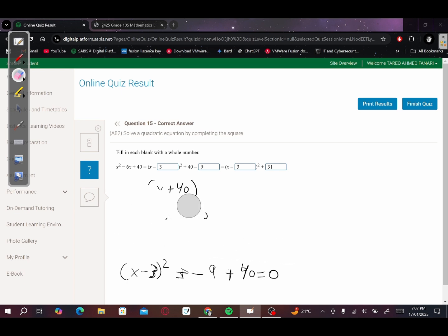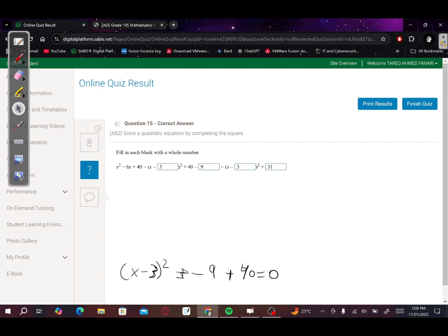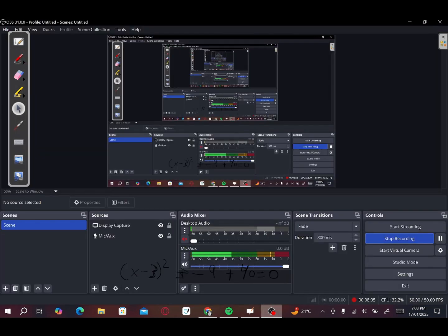Now, is it just encoding? Is it overloading my encoder? Because it's lagging. I don't know what's happening. I think it's because it's limited at 50 FPS, whatever.